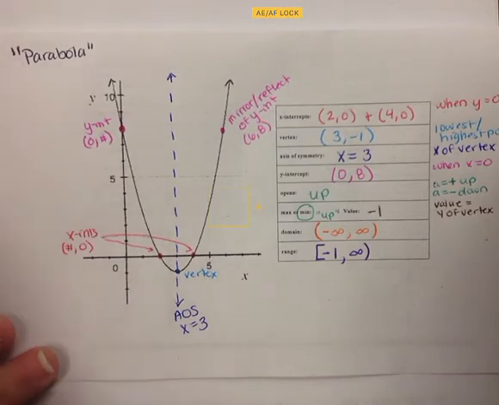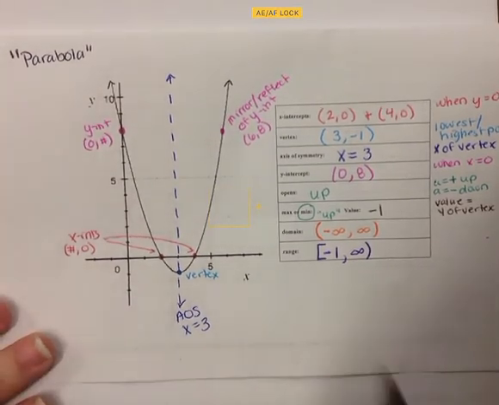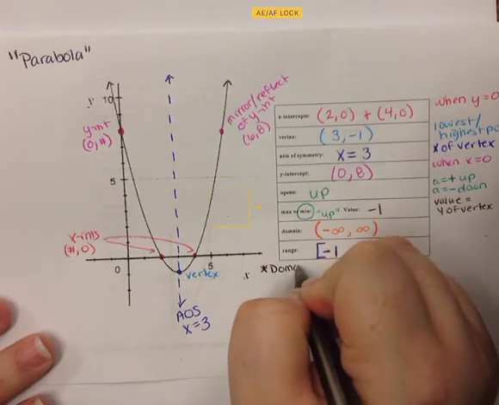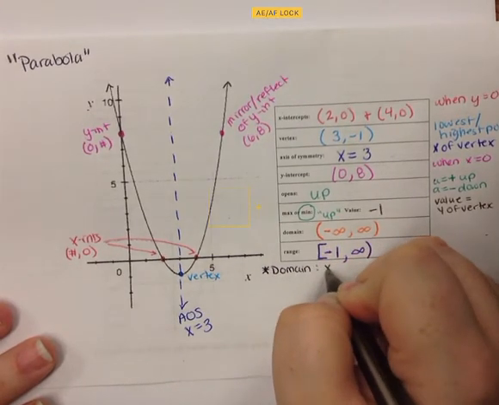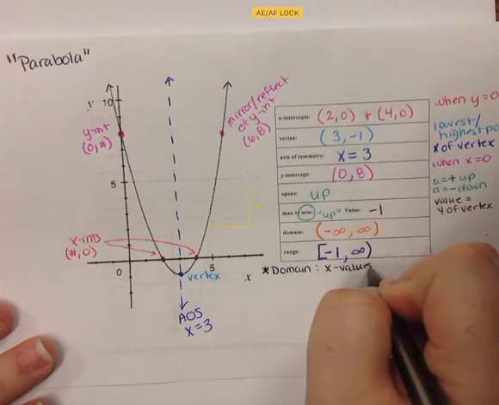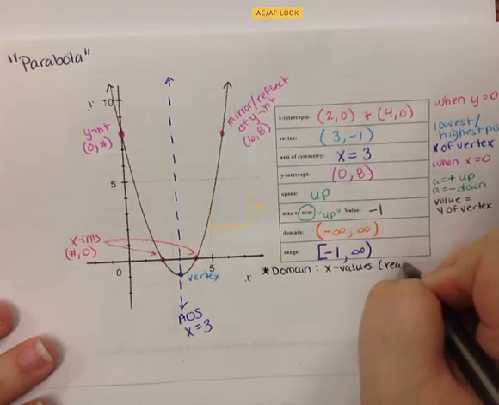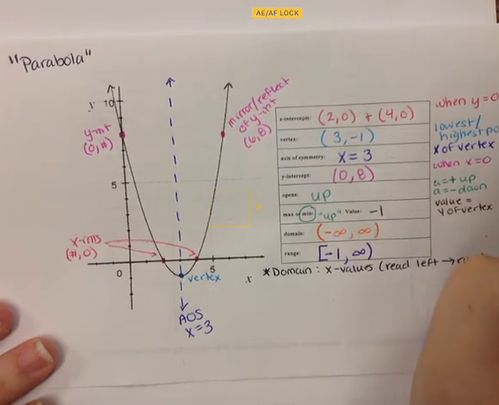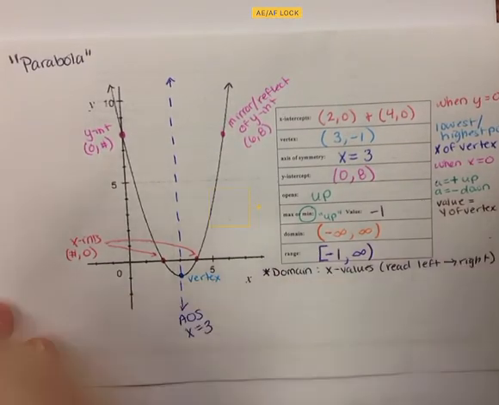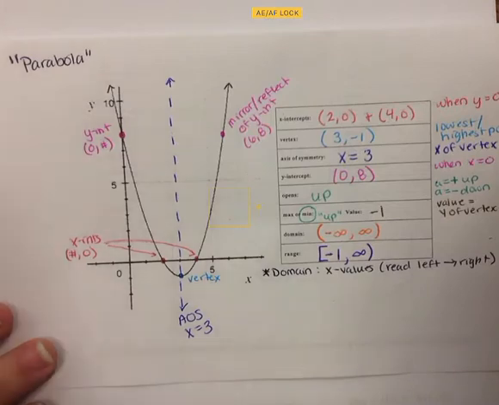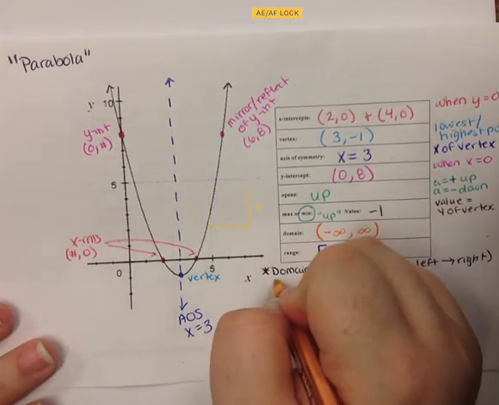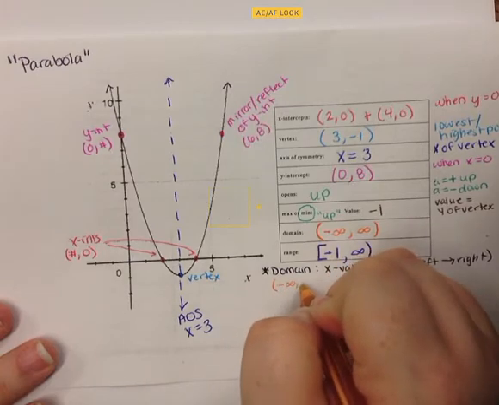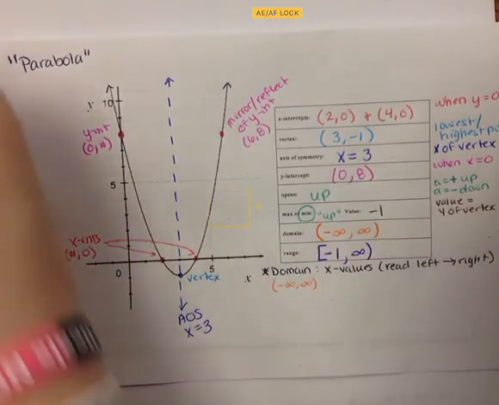Now, talking about domain and range, going back to that, the domain is your x values. And x's are actually read from left to right. So we want to go from the smaller numbers to the bigger numbers. For all quadratics, as long as it's not broken up, you will have -infinity to positive infinity. And again, these are our open brackets.